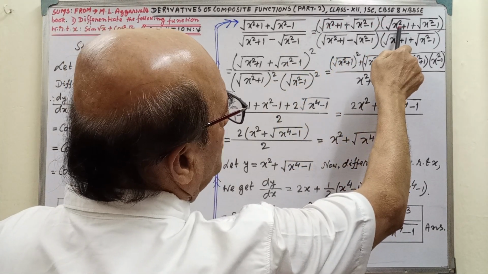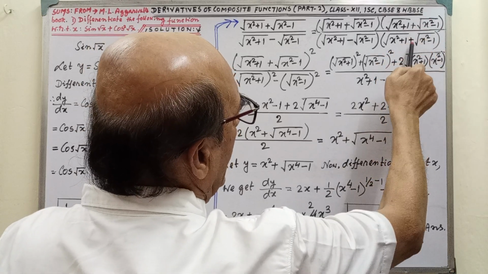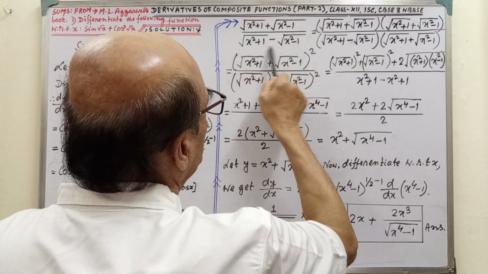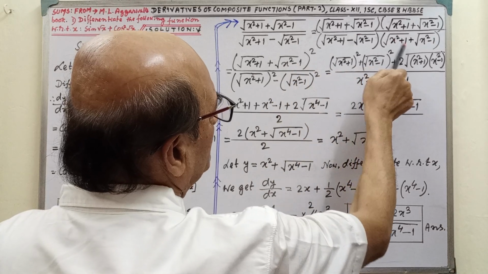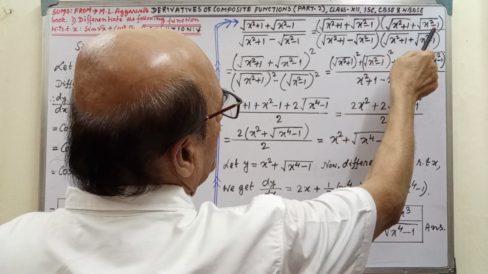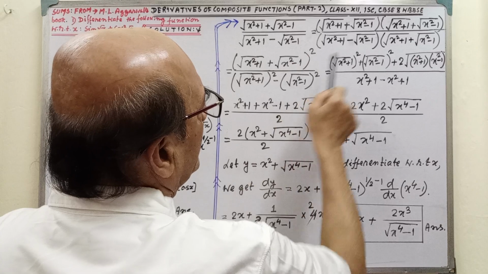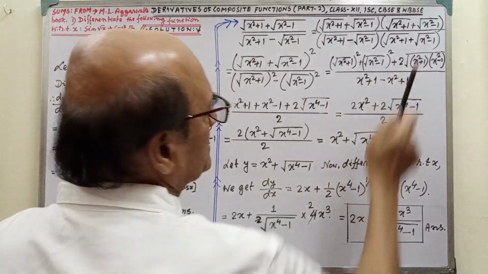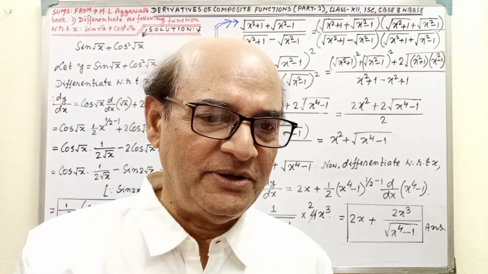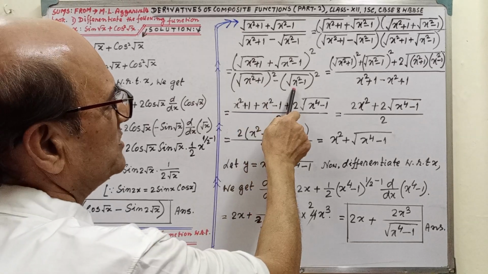That is root over x square plus 1 plus root over x square minus 1, numerator and denominator. We are multiplying by the opposite sign of this expression. By multiplying, we are getting this expression. Here, a plus b into a plus b, that is a plus b whole square. And here, a minus b into a plus b, a plus b into a minus b, yes, a square minus b square.